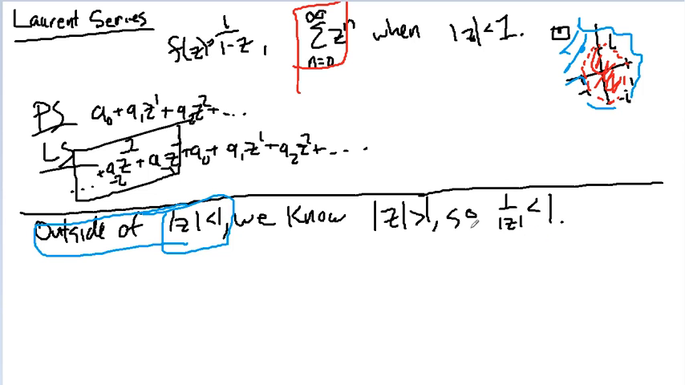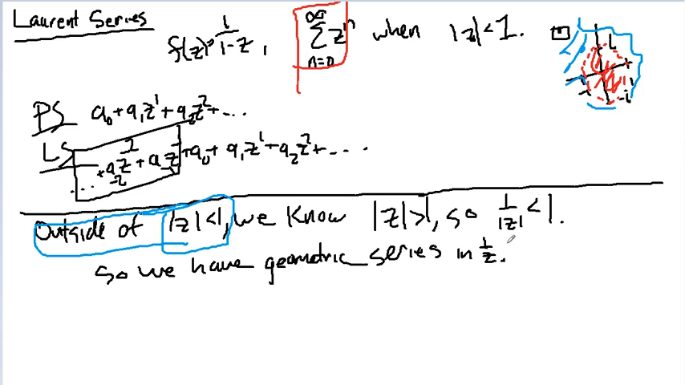This is like a geometric series. So we have a geometric series in 1 over z, which is good, right? So this is going to be our strategy: if we can't have a geometric series where the modulus of z is less than 1, well, maybe we can get 1 over z is less than 1. And we might be able to generalize that to 1 over z minus z naught less than 1. Well, so how might we get that?